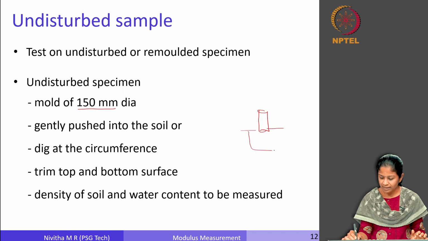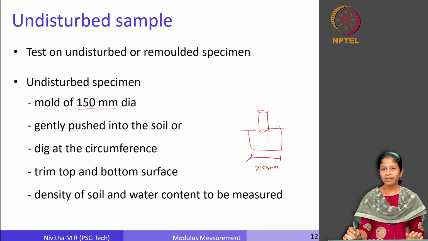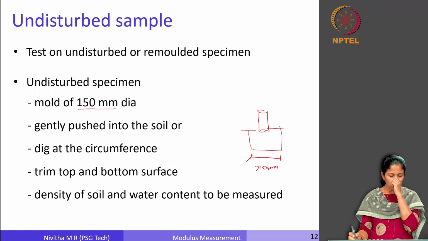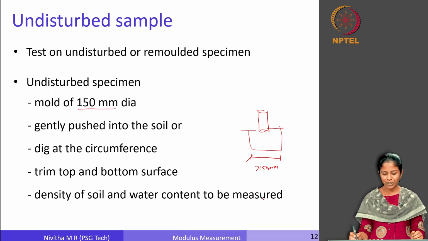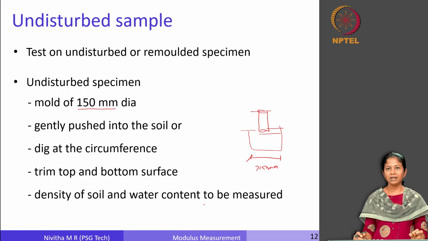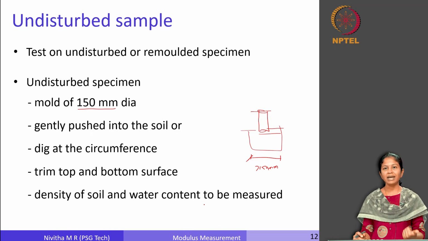So I dig at the circumference, right, which is at a distance which is larger than the size of the mold, which is greater than 150 mm. Okay, I dig, then I am able to push my mold into the soil, and then I can take the soil in the specimen, right. So these are two methods by which I can take soil in its in situ condition. So once you take soil, we can trim the top and the bottom surface to level with the mold, and then we can use it for testing. Once we take soil from its in situ condition, it is important that we measure density and quantify the water content of soil in its in situ condition.